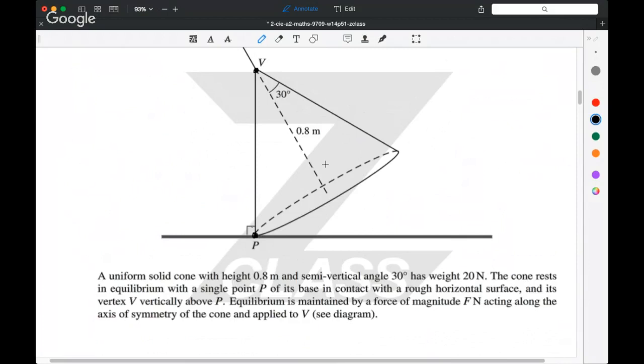If we consult the formula booklet, we'll see that it's 2/3 of the way down from the vertex. So it's around here. So this is 0.6, and over here is 0.2.